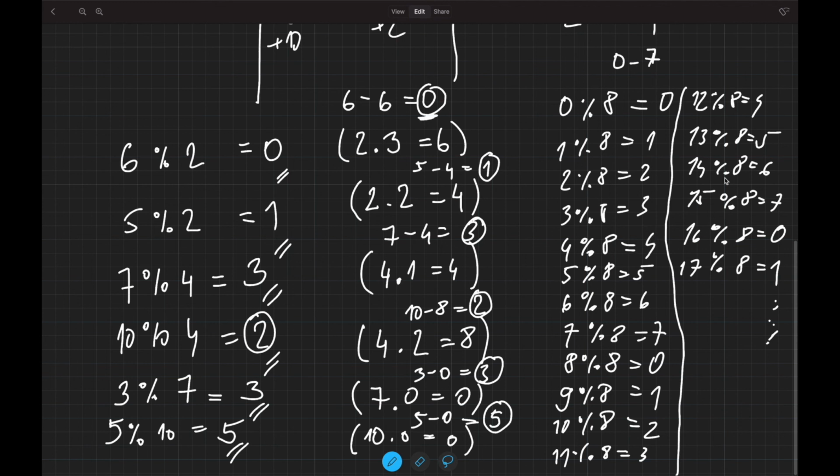Because it doesn't matter what the left-hand side number is. If the modulo on the right side is some specific number, I will always be within the limit of this number.